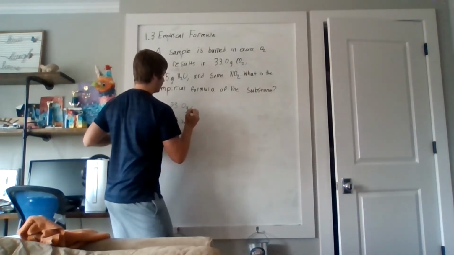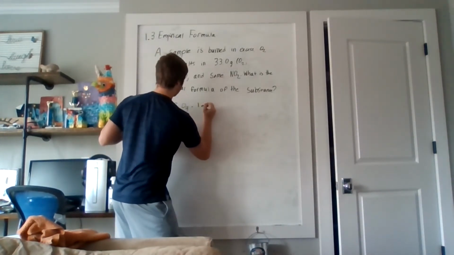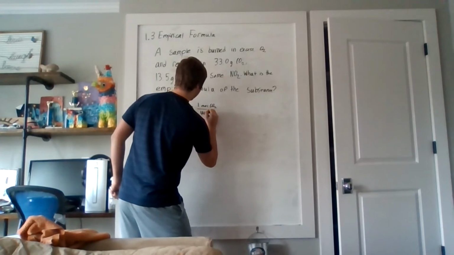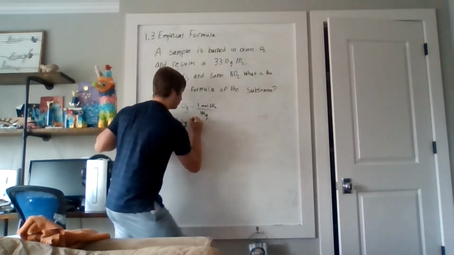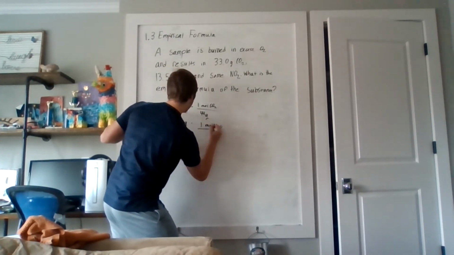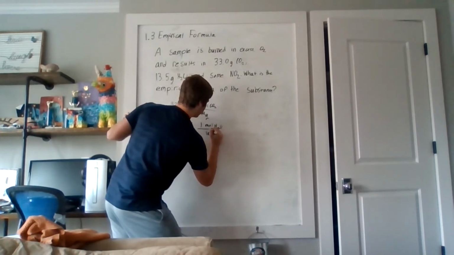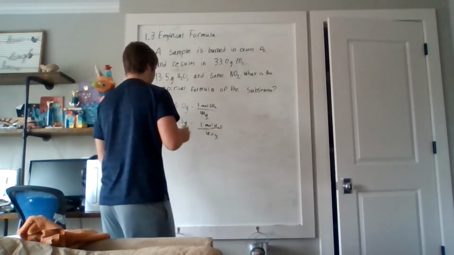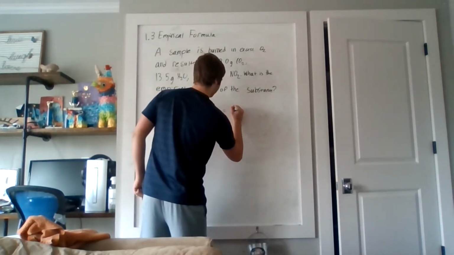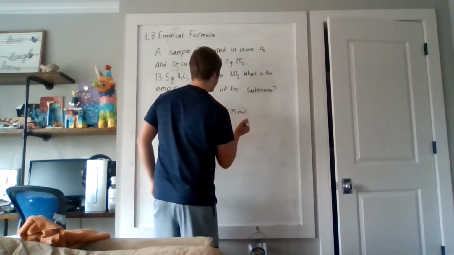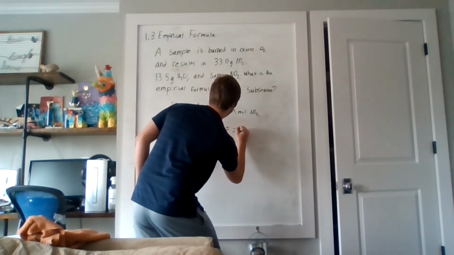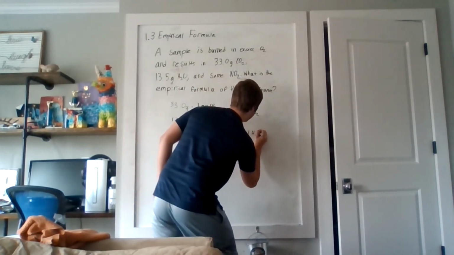So if we multiply by 1 mole CO2 per 44 grams and 1 mole H2O per 18 grams, we get 0.75 mole CO2 and 0.75 mole H2O.